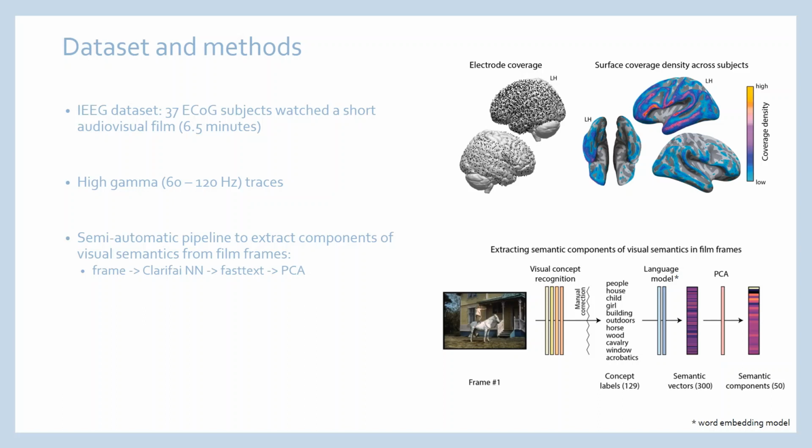Per frame, we averaged word embedding values over all frame-specific labels, which resulted in one semantic vector per frame. Finally, we applied principal component analysis to reduce the dimensionality of the semantic vector to 50 values. The resulting semantic vectors we used in a linear regression model fitted to predict high gamma brain activity from the film-watching experiment.